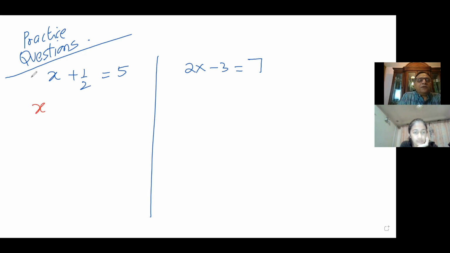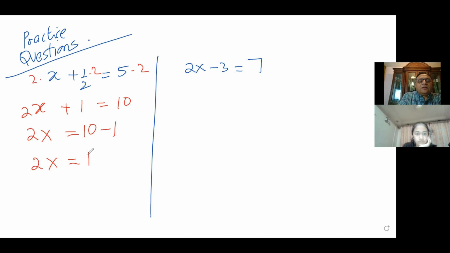You want to multiply by 2 each side? Yes. Yes. So we get 2x plus 1 equals 10, correct? Yes. Now we can simplify taking numbers on one side, variables on the other side. So we get 2x equals 9 and x is equal to 9 by 2, correct? Yes. On this side, how will you do it?